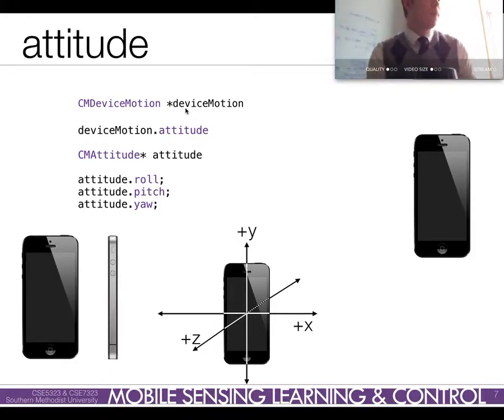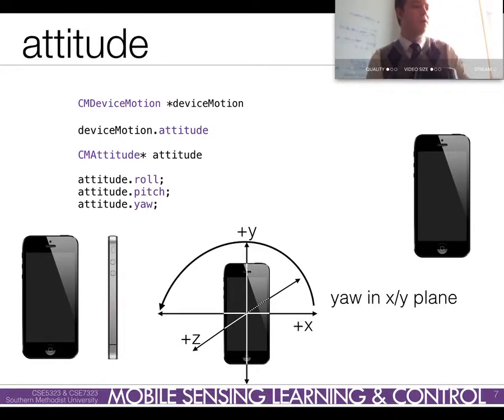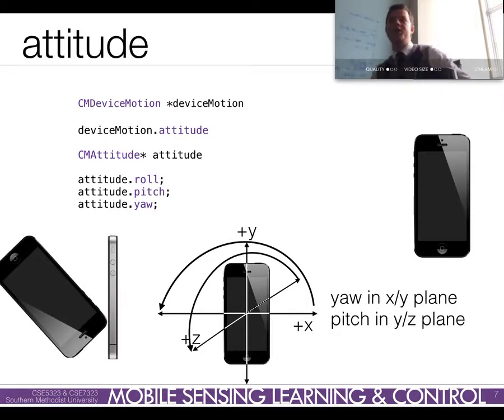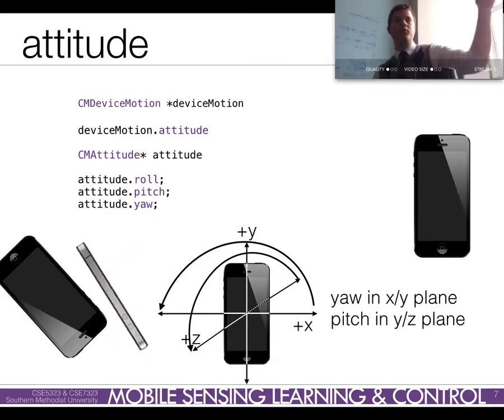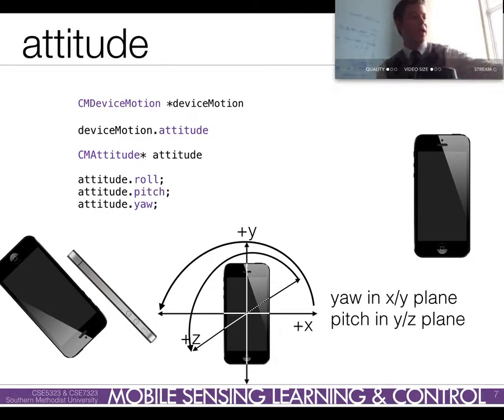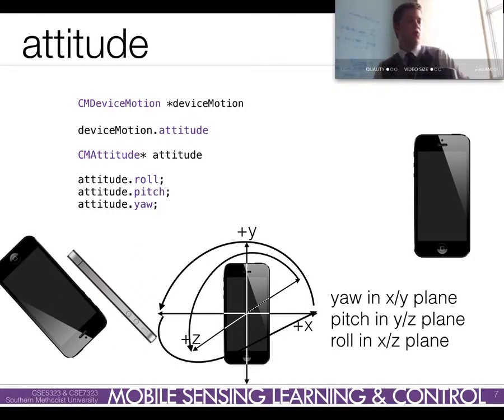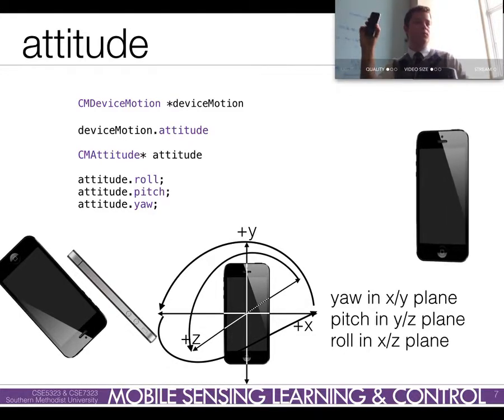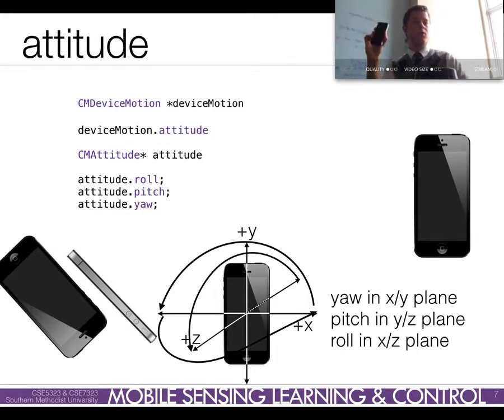So, yaw right here is in the XY plane, right? So the phone moving like that. Pitch is in the YZ plane, essentially the phone moving forward and backward. And then roll tells me whether or not I'm moving it this way or that way. Like this. Okay?